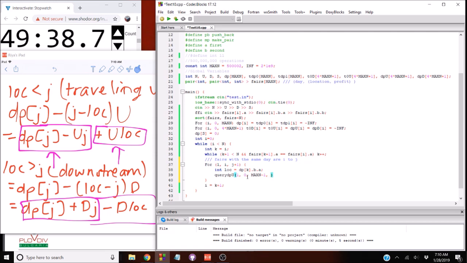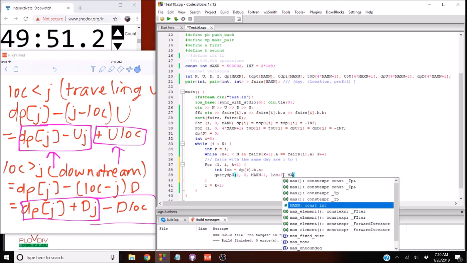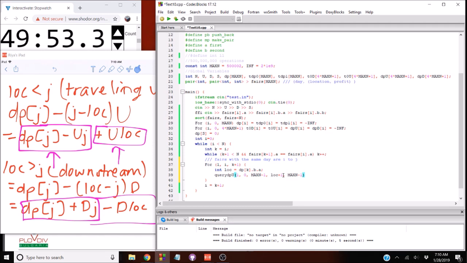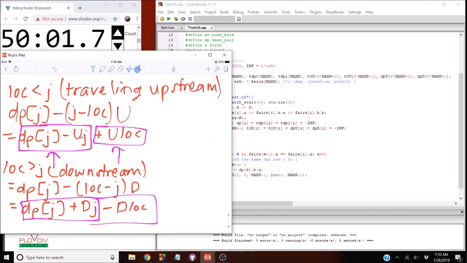And then j starts at, or we start at lock plus 1. That should be k. We start at lock plus 1, and we go to the end, I guess. And we try to query the max value. So is our seg tree query? This will give us the max value of this.